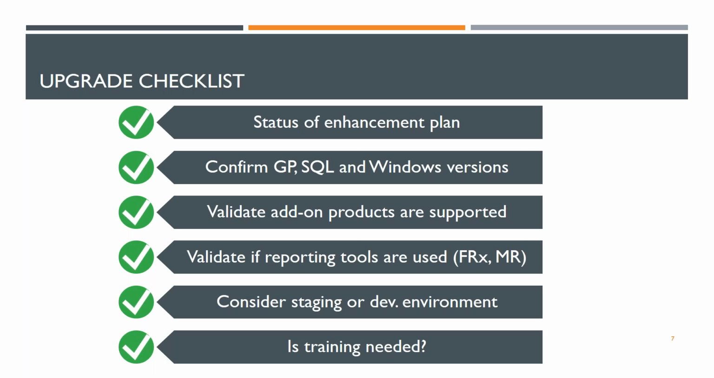You also want to check your reporting tools. If you're on old versions of GP, you might be using FRX. That needs to be upgraded. It will no longer work as you migrate to the new versions. It was renamed Management Reporter in or around 2013. So you want to make sure that your reporting tools are going to support whatever version you're going to, and also have a plan to upgrade them if necessary. Another thing to consider is building a staging or development environment. This is very helpful, especially if you have old databases with tons and tons of data. A lot of people underestimate just how long these upgrades take.